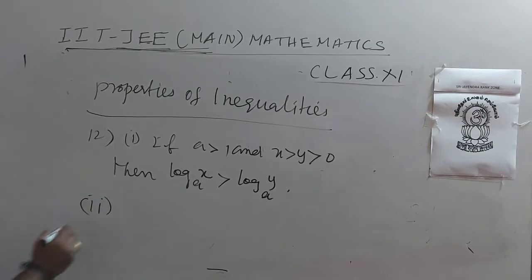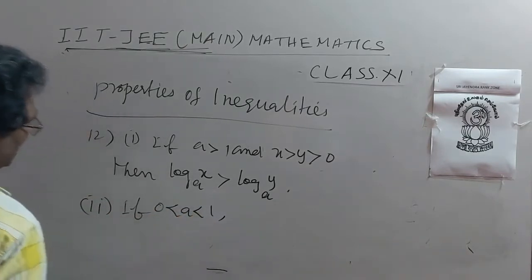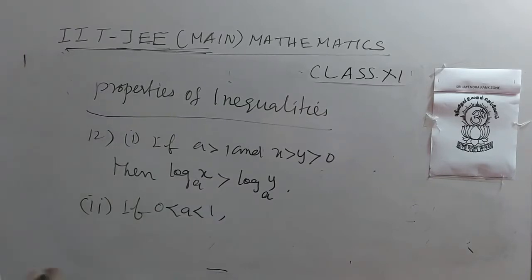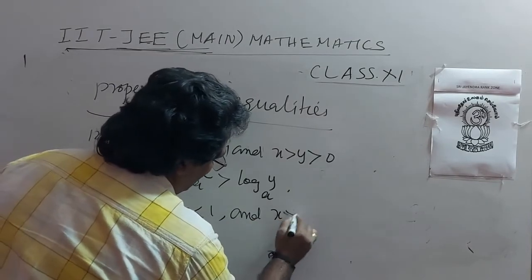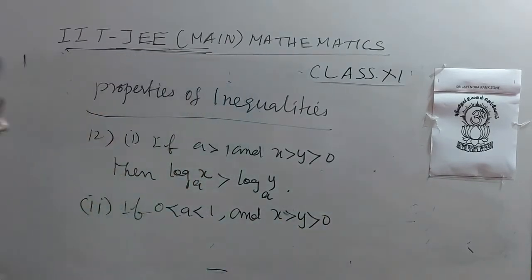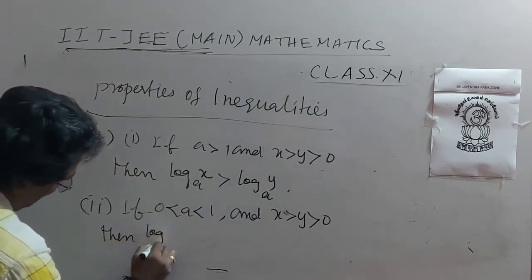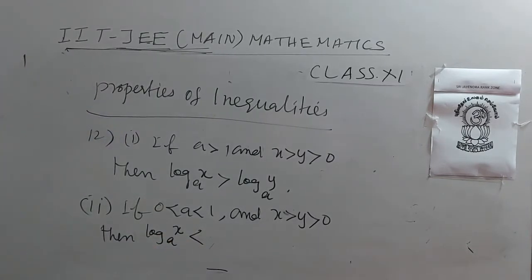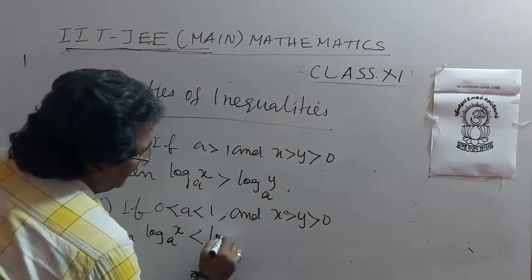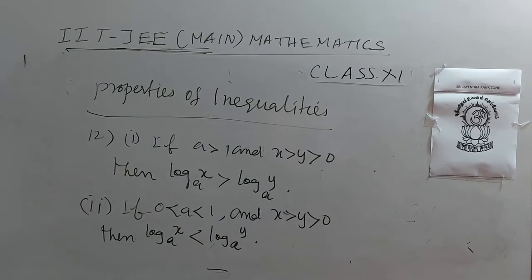Second one: if 0 is less than a less than 1 and x is greater than y greater than 0, then log x to the base a is less than log y to the base a.